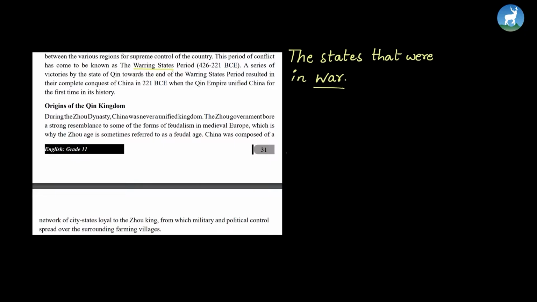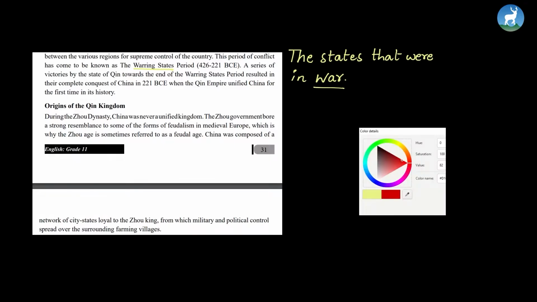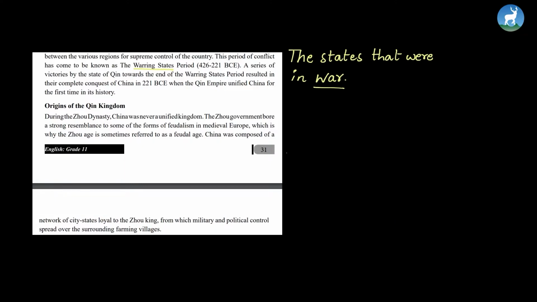A series of victories by the state of Qin towards the end of the Warring States period resulted in their complete conquest of China in 221 BCE, when the Qin Empire unified China for the first time in its history. Warring states also refers to the states that were in war. Hence, the Warring States period can also be understood as the time when the states were at war.